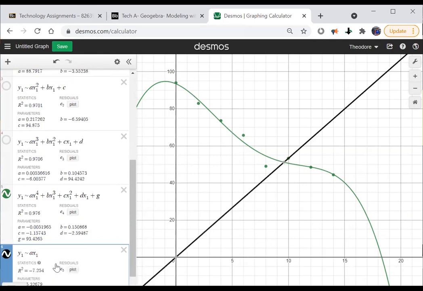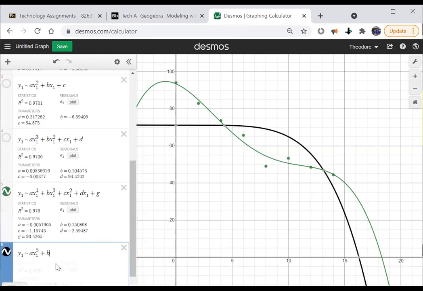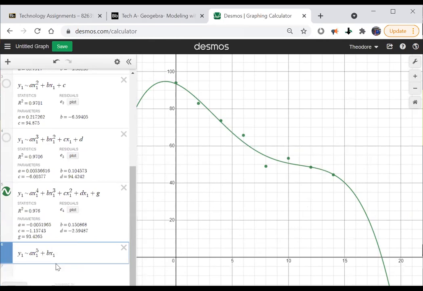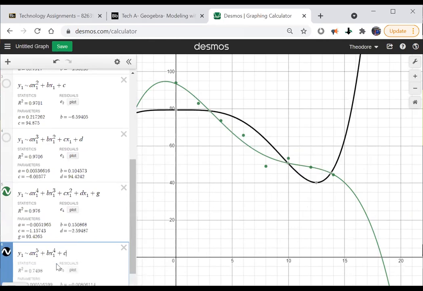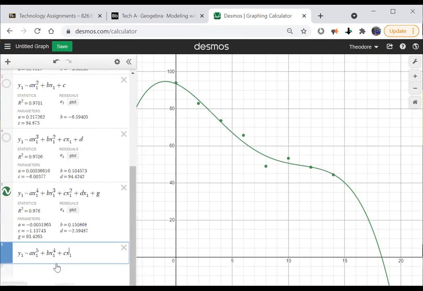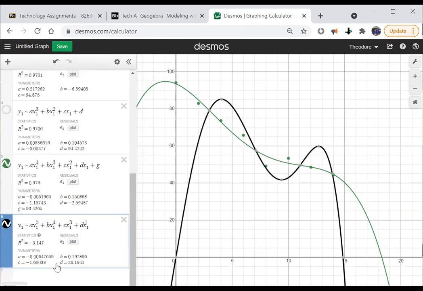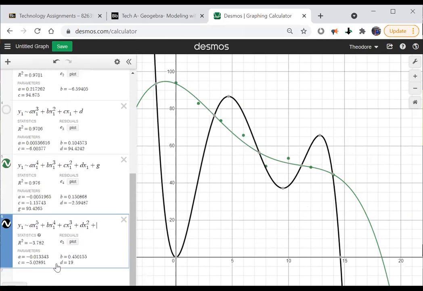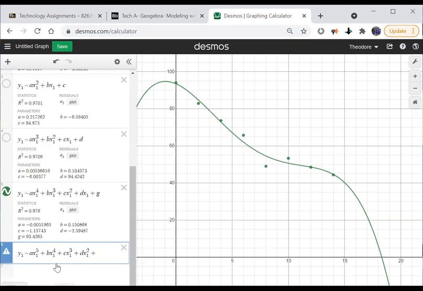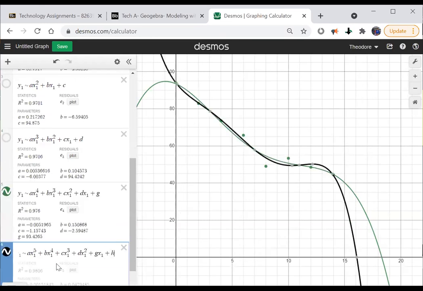So ax1 raised to the fifth plus bx1 raised to the fourth plus cx1 raised to the third plus dx1 raised to the second plus skip E, skip F, G, x1 plus H. All right, and so now we're up to 0.98. Our R squared value is better now than it's been all along. And you can see it's a pretty good fit.